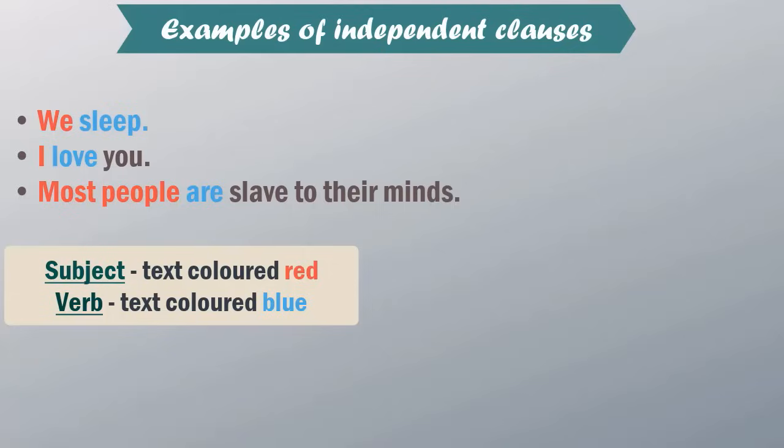Next example. Most people are slave to their minds, which is true. Most people are slave to their minds. Most people is the subject, are is the verb, slave is an adjective, to their minds is nothing but a modifying phrase. All right. So this is an independent clause, gives a complete meaning, gives a meaningful idea, right? And it does not depend on anything, and it is a complete sentence.